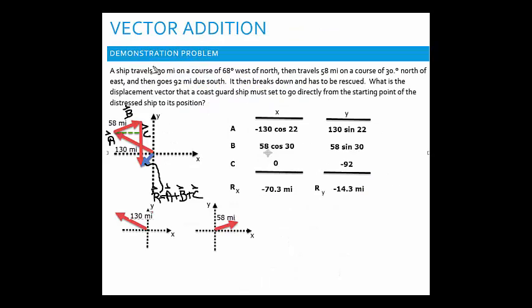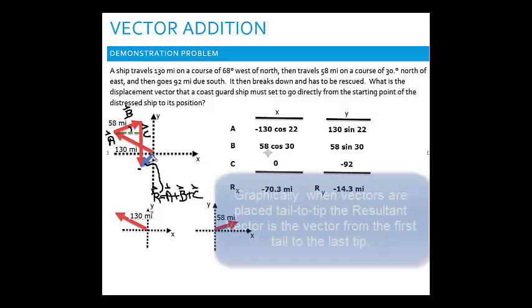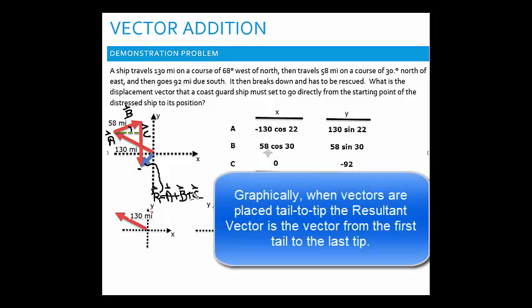Demonstration problem. A ship travels 130 miles on a course of 68 degrees west of north, vector A, then travels 58 miles on a course of 30 degrees north of east, that's vector B, then goes 92 miles due south. It then breaks down and has to be rescued. What is the displacement vector that a Coast Guard ship must set to go directly from the starting point of the distressed ship to its final position? Note that when you draw vectors tail to tip, as we've done here, the resultant vector, the vector sum, the single vector that replaces all the vectors being added, is the vector from the first tail to the last tip.